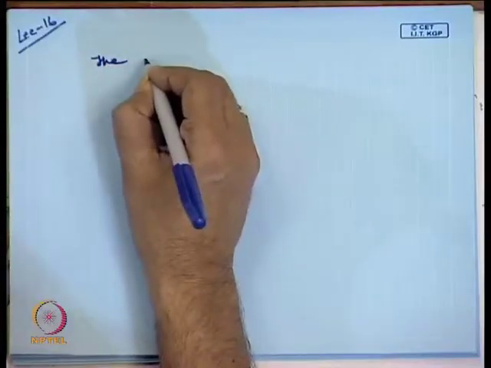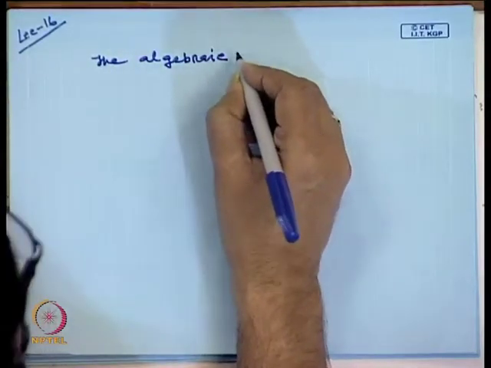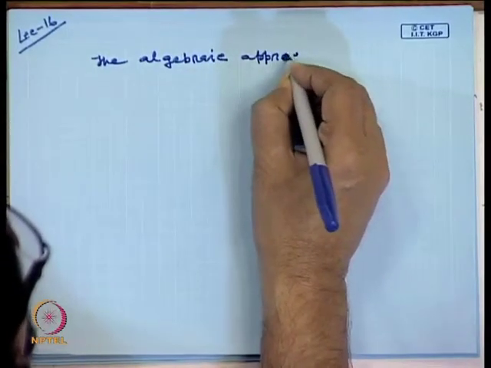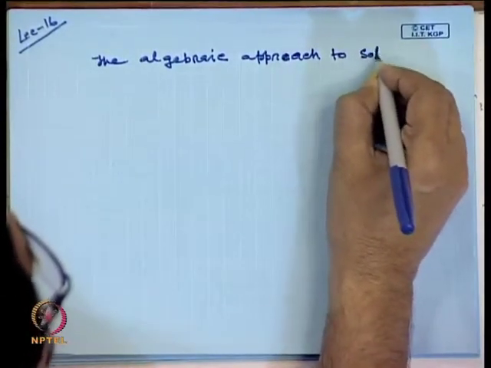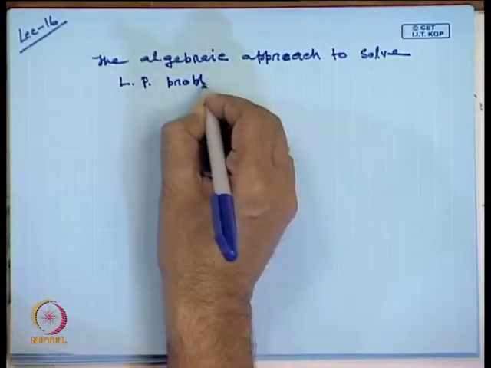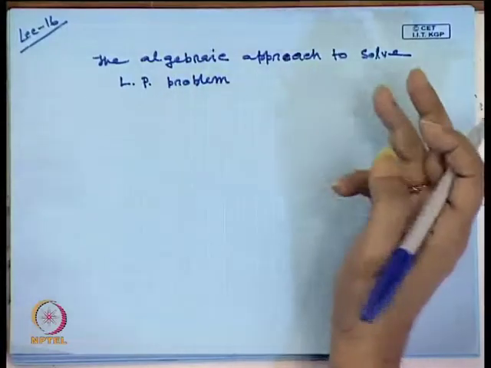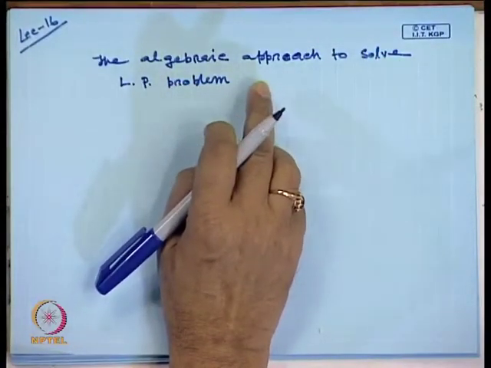Let us see what we can do with the algebraic approach, in matrix and vector form. The numerical method of solving linear programming is known as the simplex method. So, let us call this the algebraic approach to solve a linear programming problem. This new algebraic approach, or numerical method, by which we will solve the linear programming problem is known as the simplex method.